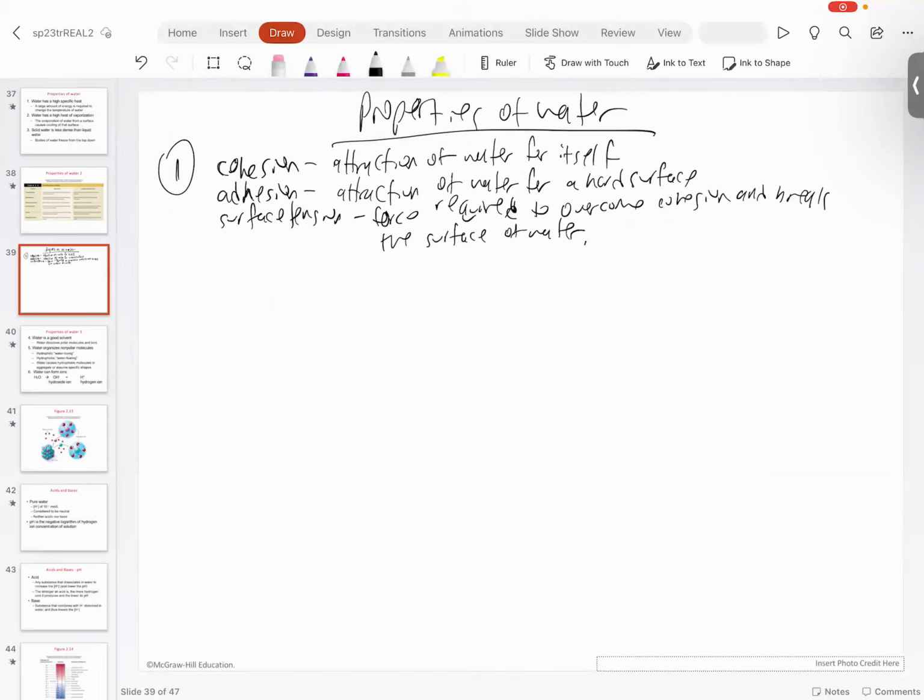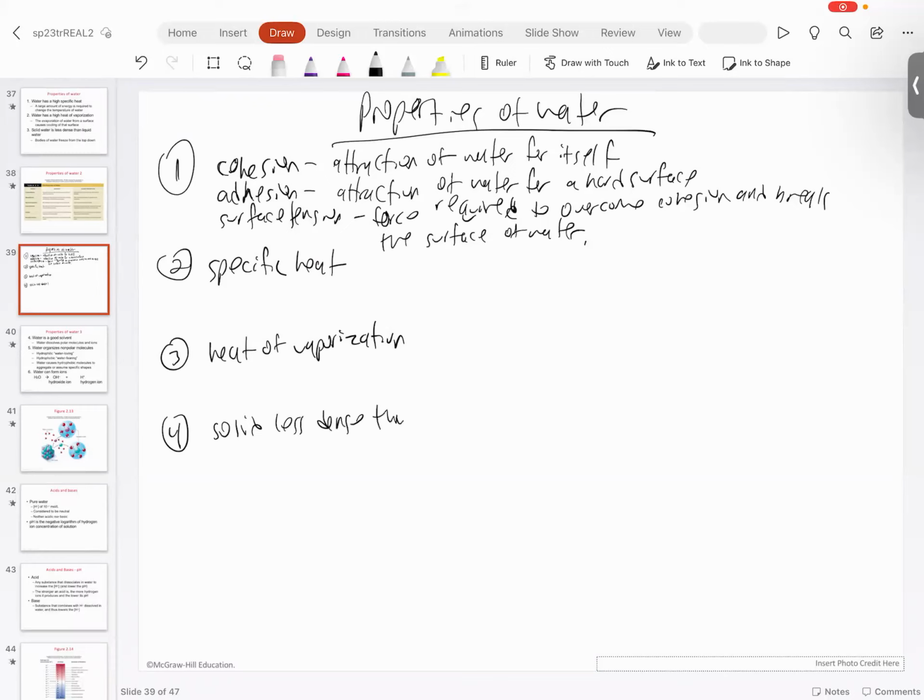Now there's a trio that I want to talk about that are related to energy. The first one is specific heat. The next one is the heat of vaporization. And then we have the idea that the solid is less dense than the liquid. Okay, so first of all, before we get to specific heat, let me define what specific heat is.